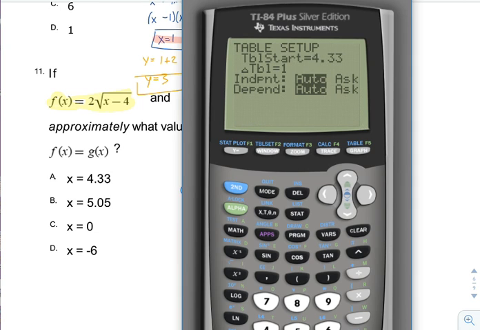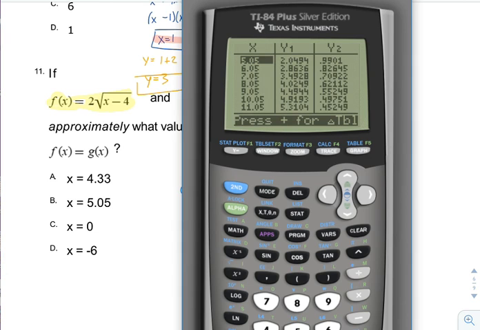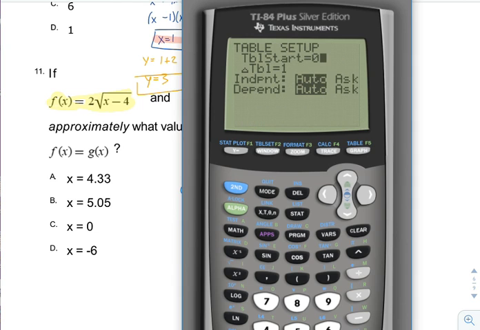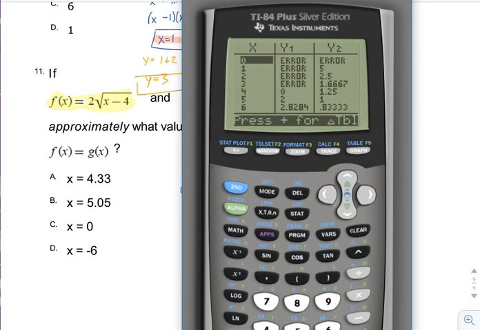Let's check 5.05. No, they're not even close. How about x equals 0? I don't think so. Table set 0. Nah, that's errors. And negative 6, it's right there. Nah, error. I'm thinking the value that we're looking for is 4.33.